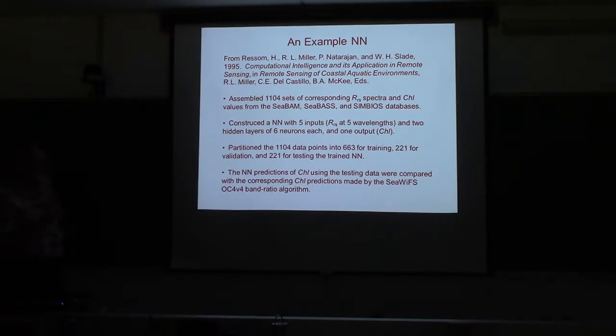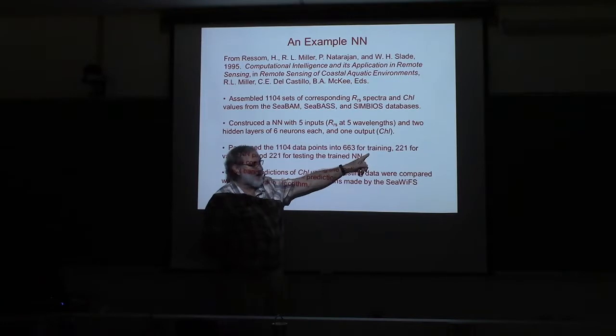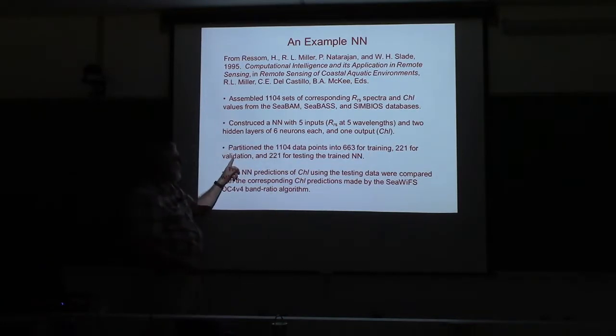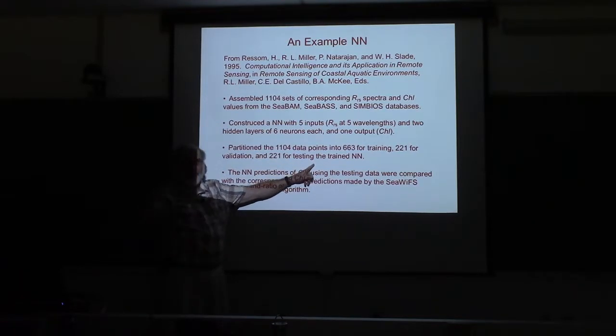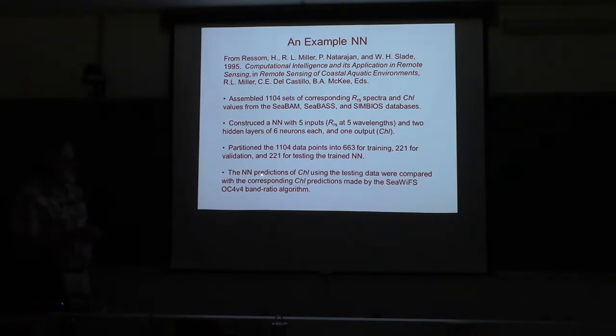So now here's what you do. They partitioned their 1,100 data sets. They took half of them for training, a fourth of them for what's called validation, and a fourth of them for doing the final testing of how well the neural network works. Okay, and then they compared their predictions with the corresponding chlorophylls from the SeaWiFS band ratio algorithm.